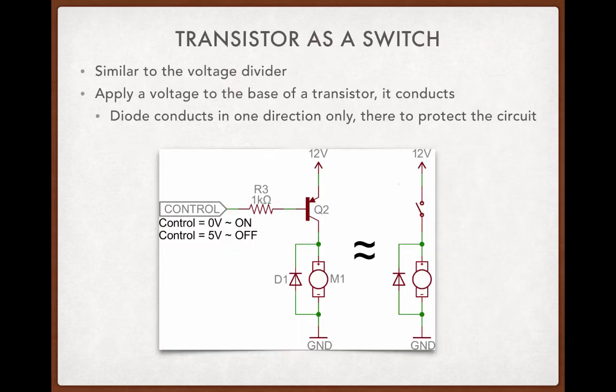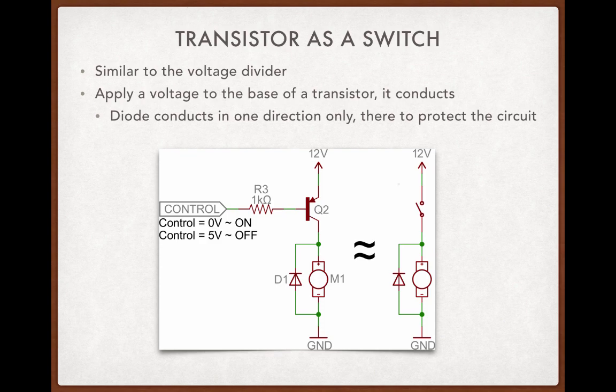In the labs, we're going to be using a transistor as a switch. It's very similar to a voltage divider, except we're using an active component. Transistors can be used as a switch by turning them on and off, and to do this we apply a voltage to the base, or the control, of a transistor, as we can see here with the control lead going into the base of Q2. If we apply a voltage to the base of Q2, the transistor conducts. Once it starts to conduct, we get current flow through the motor to ground, and the motor will turn on.